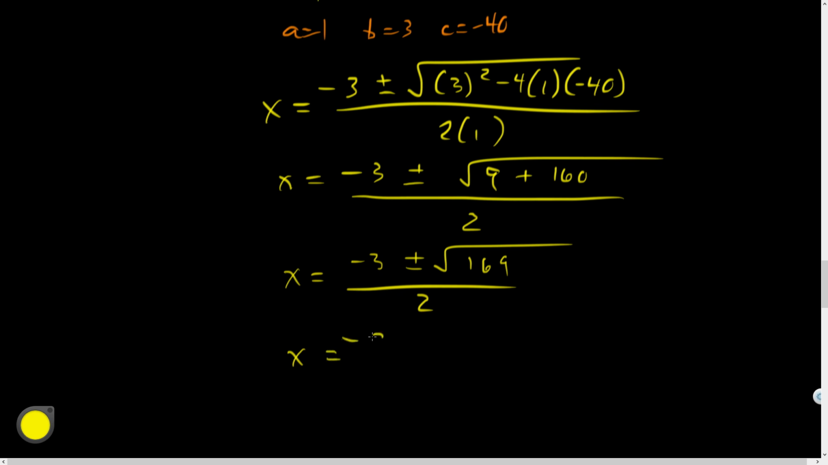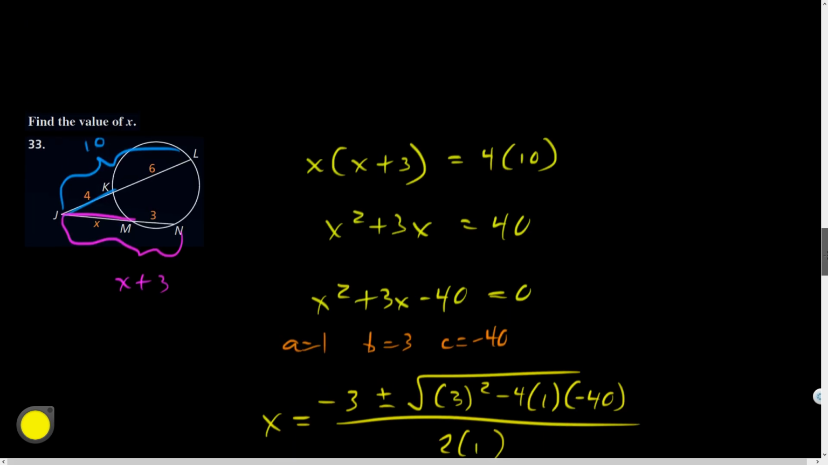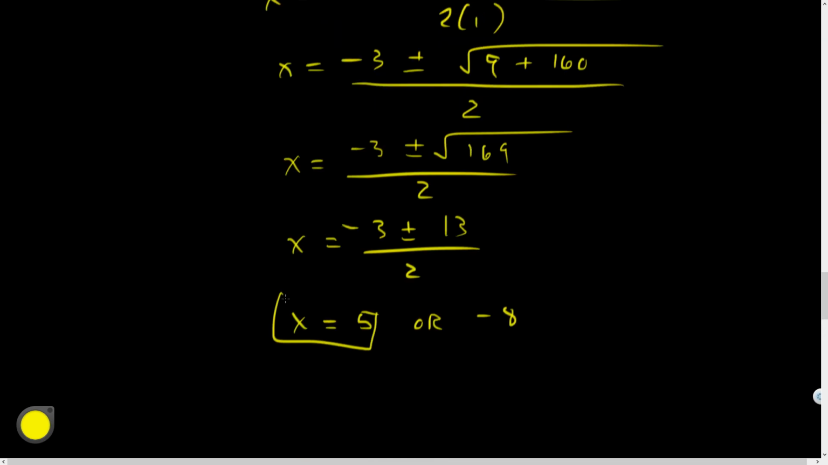What's the square root of 169? That sounds like 13. And so I'm going to get x equals -3 plus 13 is 10, divided by 2 is 5. Or -3 minus 13 is -16, divided by 2 is -8. And x was its own length. If I plug a -8 in there, that ain't gonna work. So I get x equals 5. -8 is the extraneous solution.